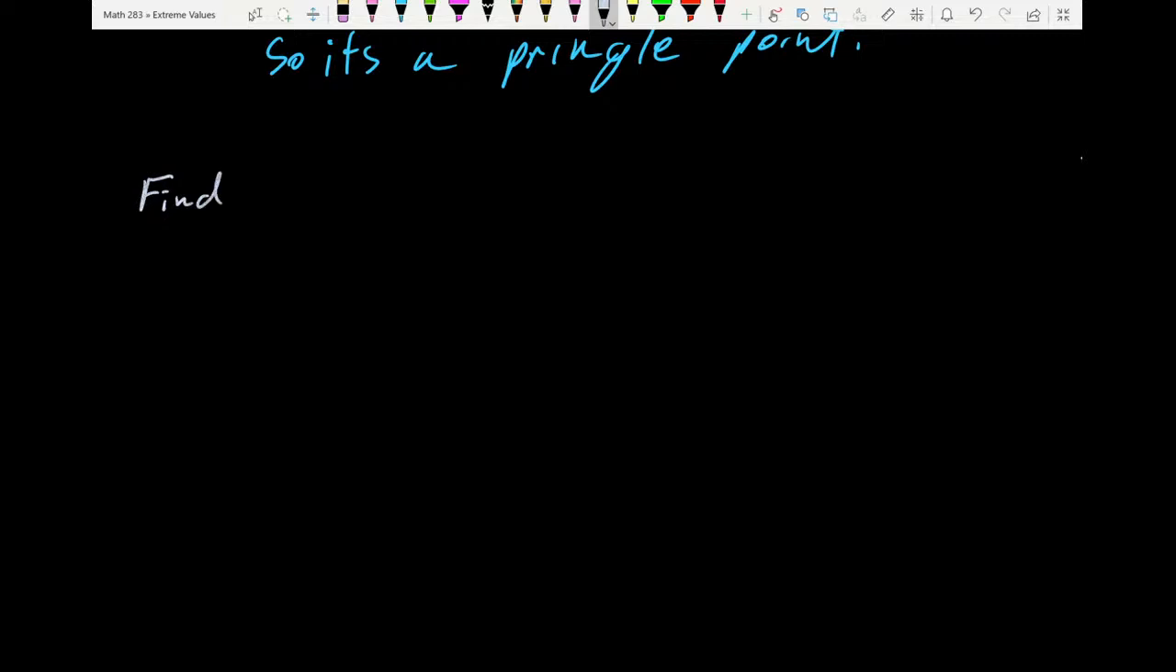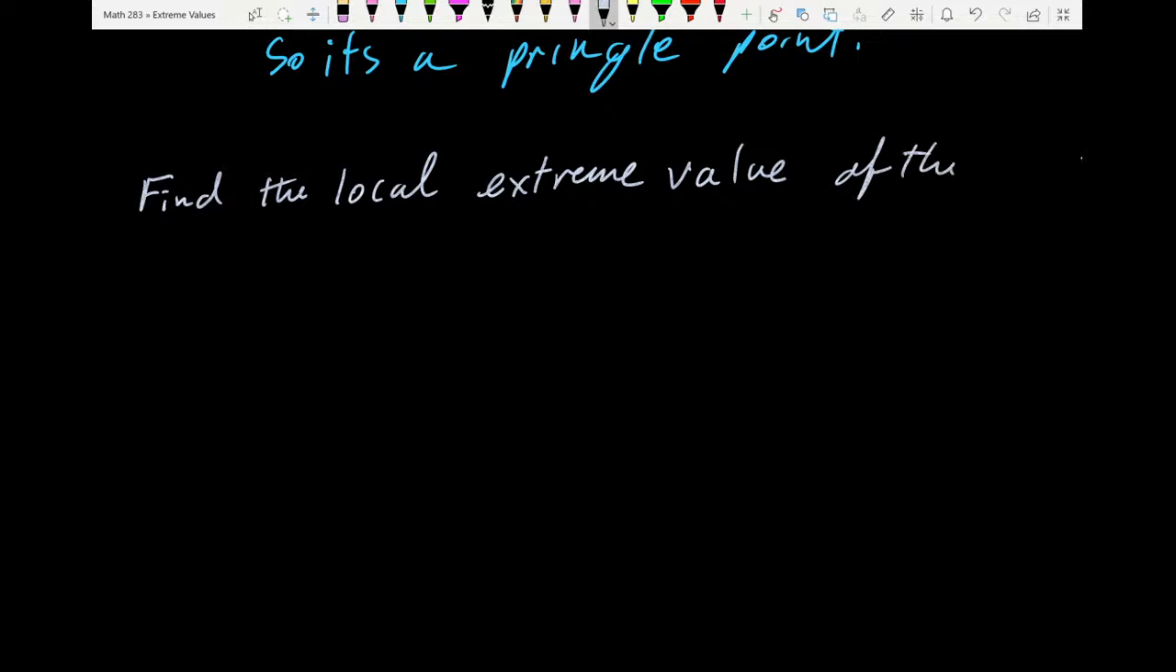All right. So we did that. We were doing how to find the saddle point, maximum, minimum, and so on. Let me give you an example. Find the local extreme value of the function.